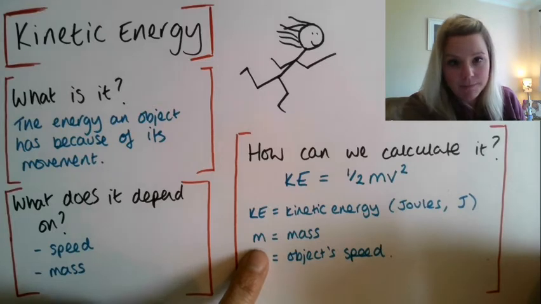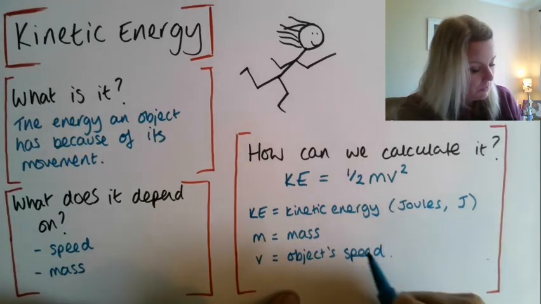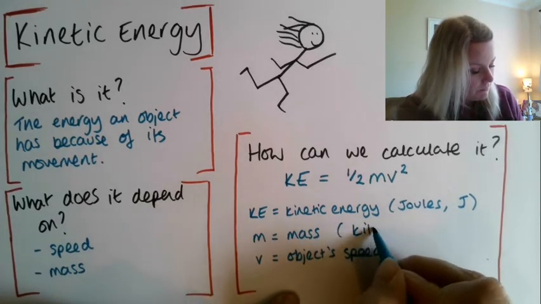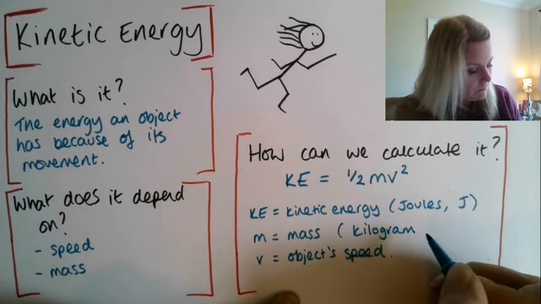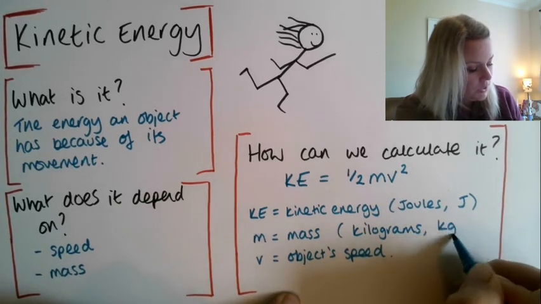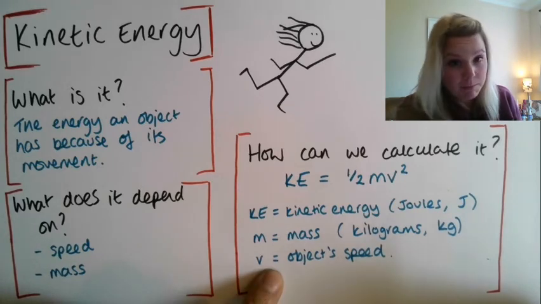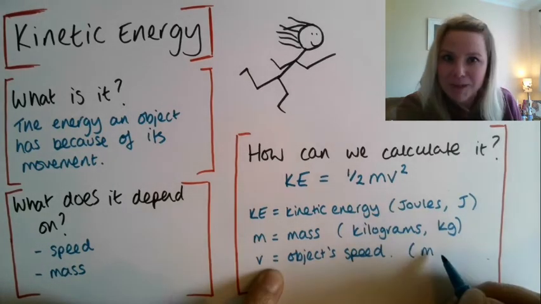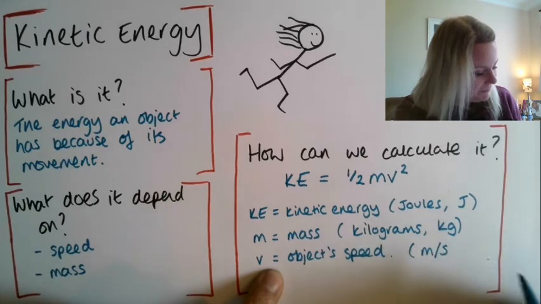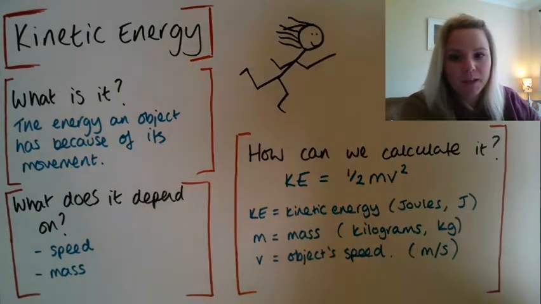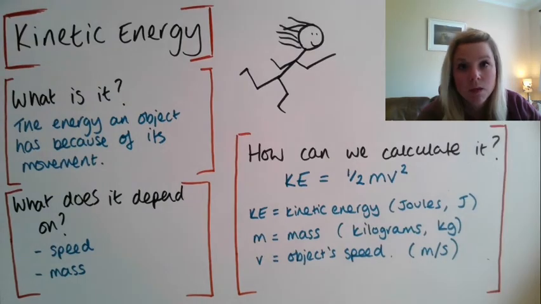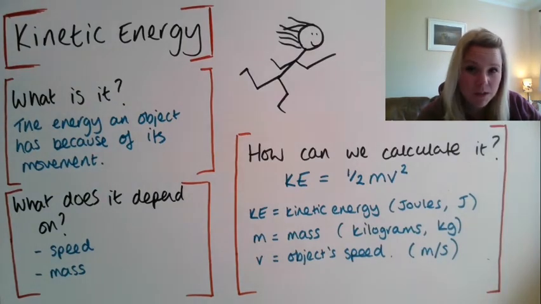The mass always has to be in kilograms, and we write kg, small k and small g. And then the speed has to be in meters per second. Okay? So that is the key information that we need to know about kinetic energy at this stage.